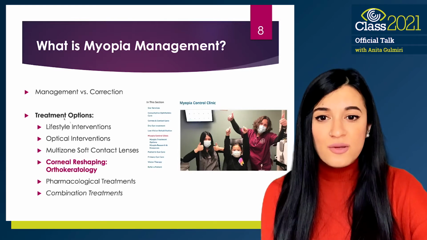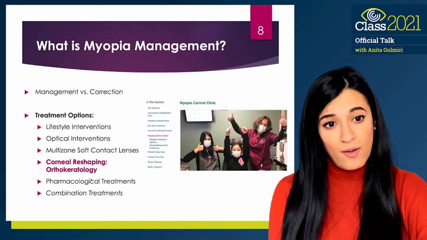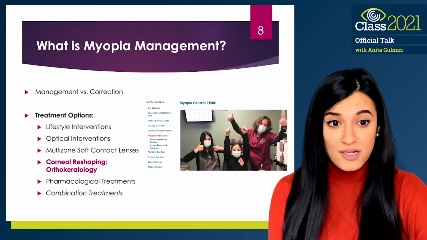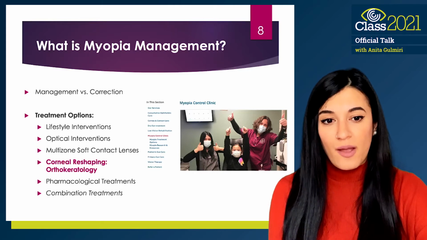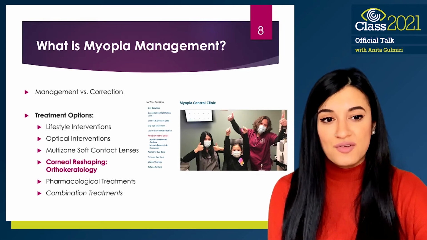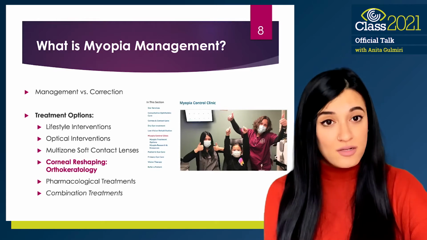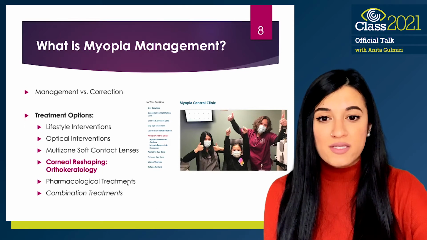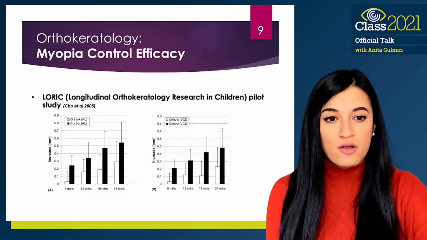Now, none of the treatment options that I've listed here can actually stop the progression of myopia, a very important concept to understand and relay to your patients. But regardless of the treatment, we do expect some level of myopia to continue to progress. Our goal is merely to slow down myopic progression, not to stop it completely. So today we're going to focus on orthokeratology in the context of myopia control.